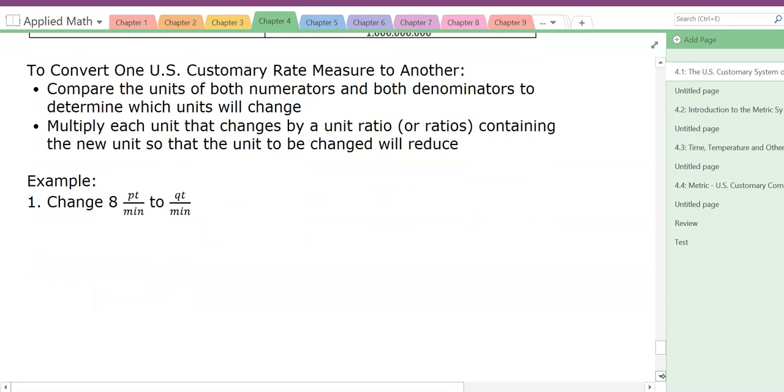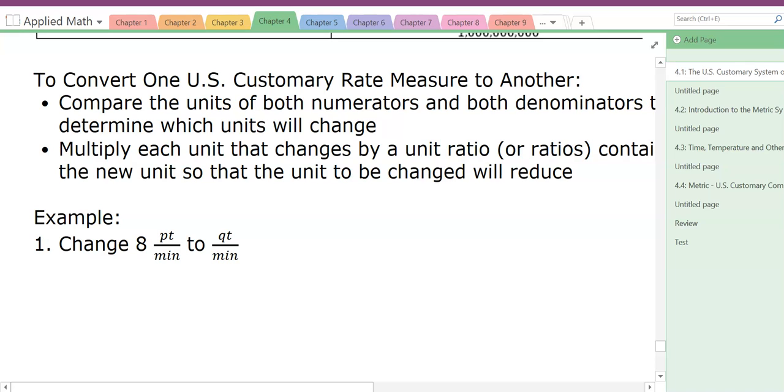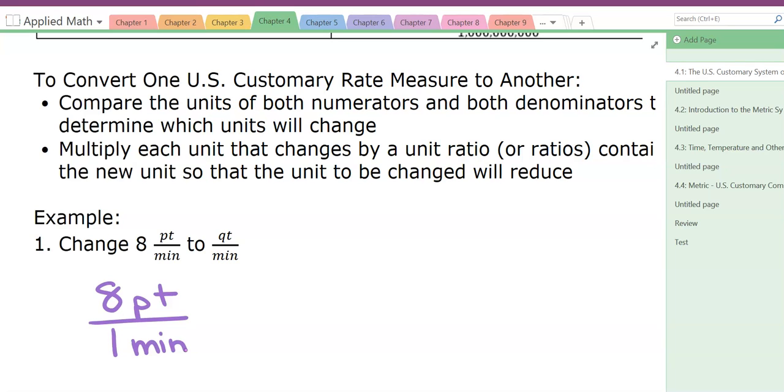So I want to change for this first one. It says we have 8 pints per minute. I want to change it to quarts per minute. So when I see 8 pints per minute, I'm assuming that means that they're doing 8 pints for every 1 minute. So this could be like in a factory, something's filling something, and it's filling 8 pints for every 1 minute. So I need to get quarts to minutes. I'm sorry, pints to quarts. I don't need to do anything to my minutes for this one.